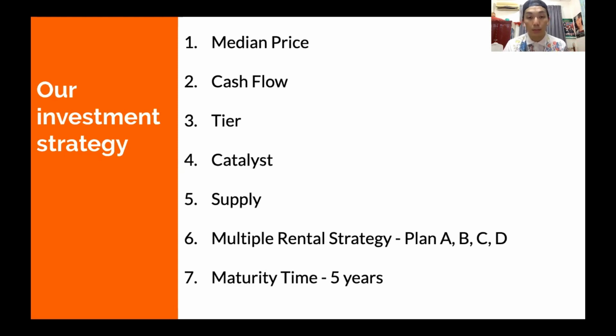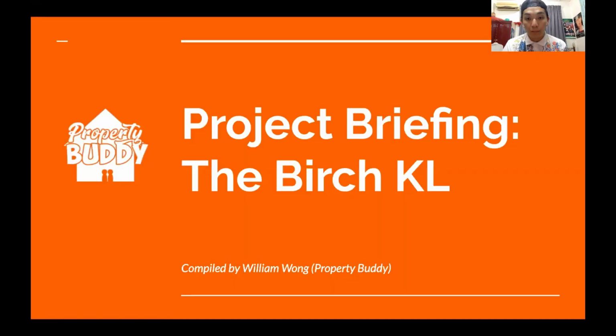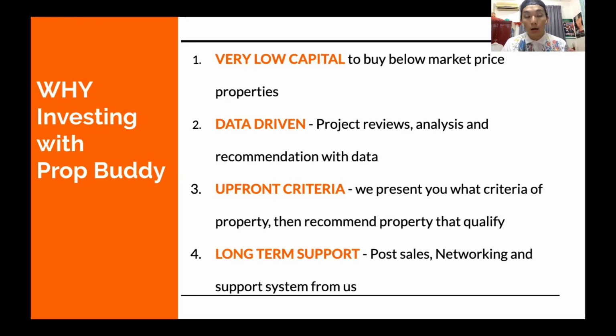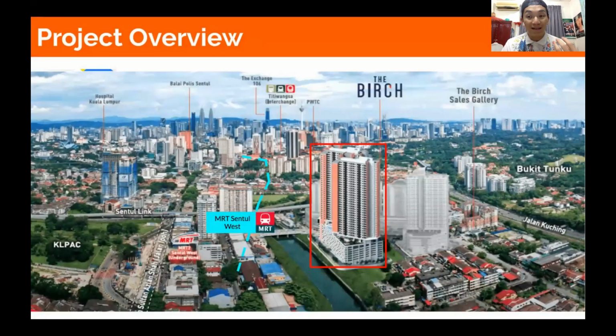And number 6 is about whether this property can allow you to do multiple different strategies or multiple different rental options. For example, regular rental, Airbnb, co-living, short-term, and so on. Then number 7 is maturity time. Maturity time means this property doesn't need to wait many years to materialize its full value. For example, for the Birch, we are looking at MRT2. MRT2 is completing by 2021 to 2022, which means the maturity time is less than 5 years.